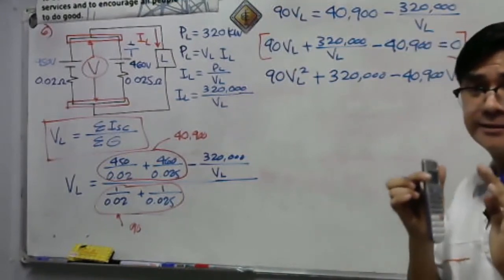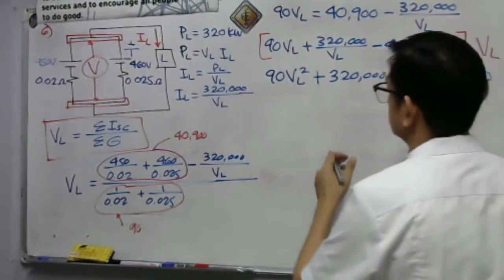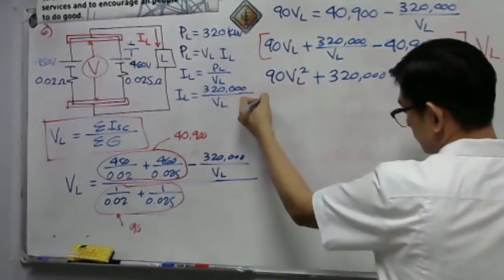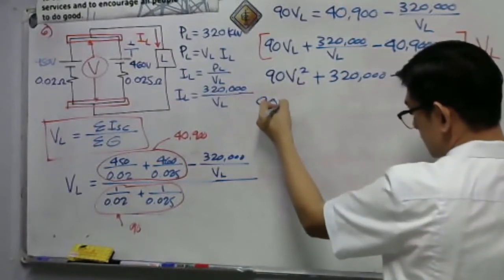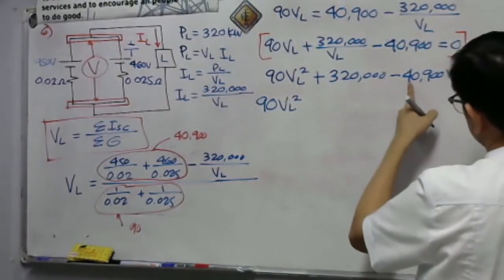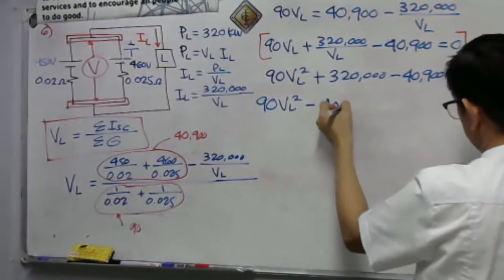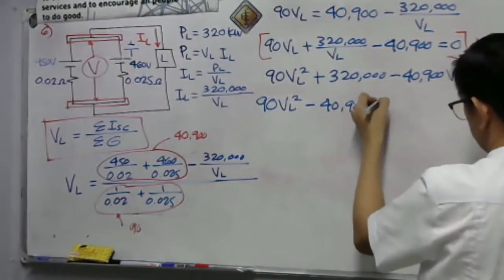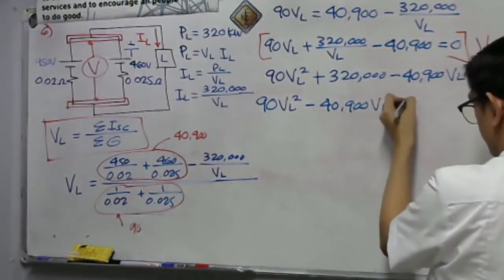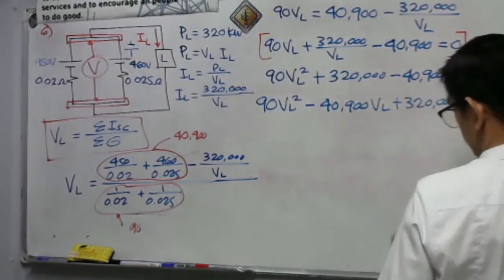Let us have the quadratic here. So the standard form: 90 VL squared, minus 40,900 VL, plus 320,000, equals 0.